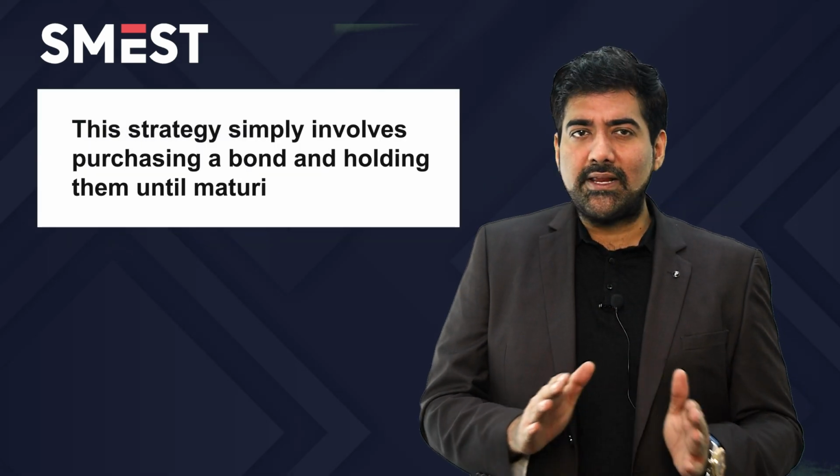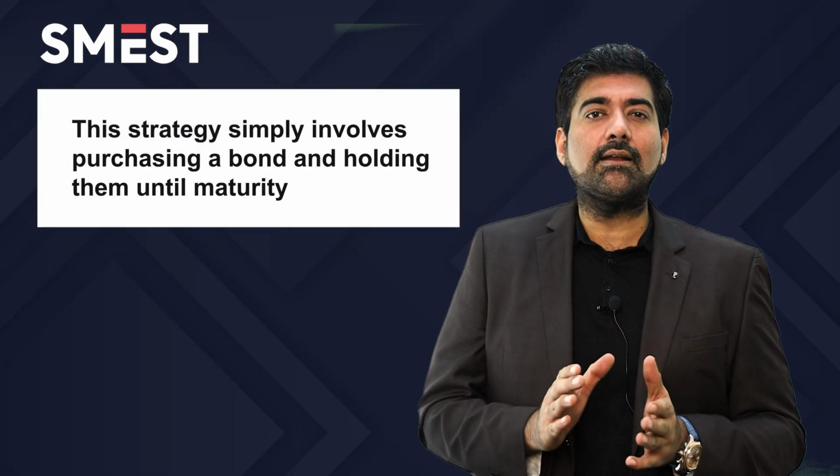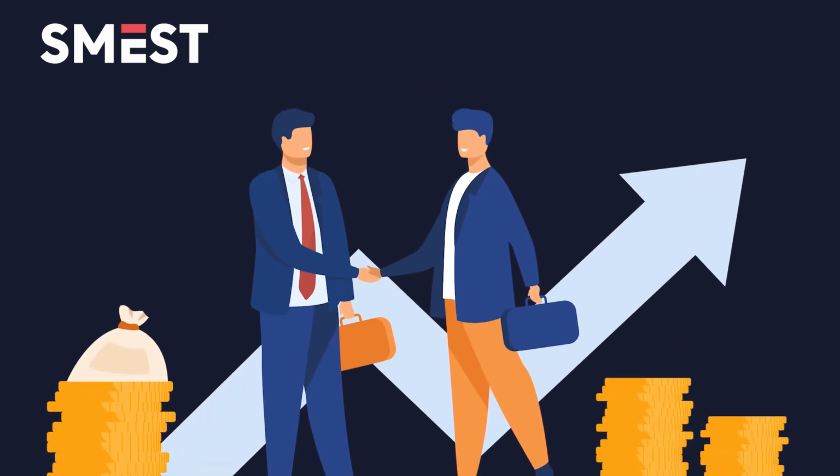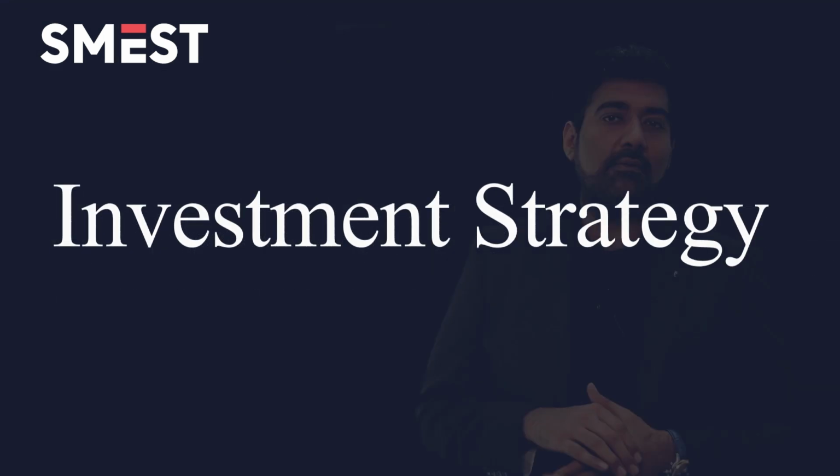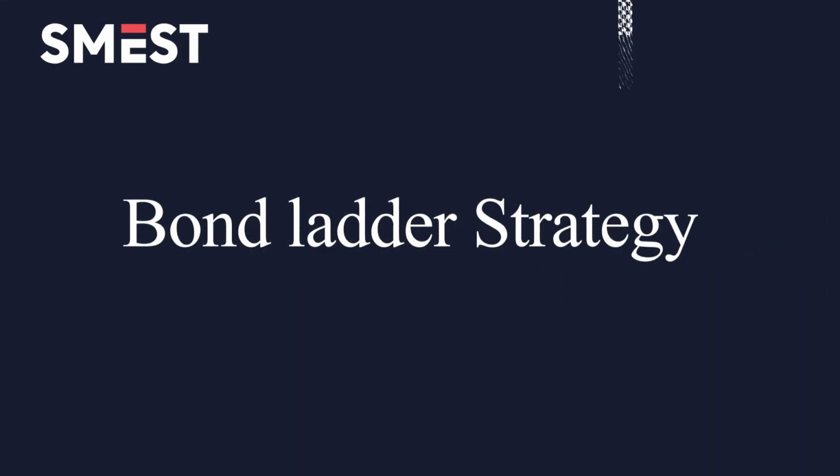First is the buy and hold strategy. This strategy simply involves purchasing a bond and holding it until maturity. In this way, you receive regular interest payments and get principal repaid when the bond matures. Second is the bond ladder strategy.